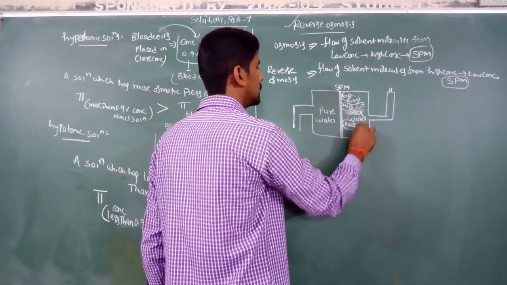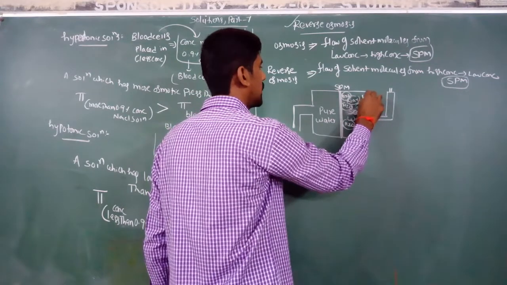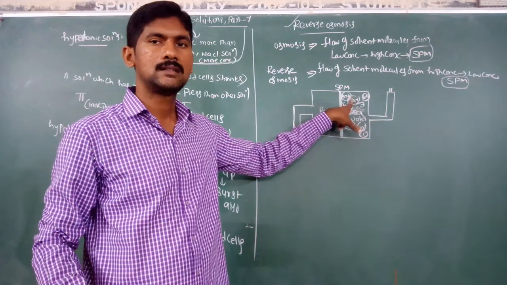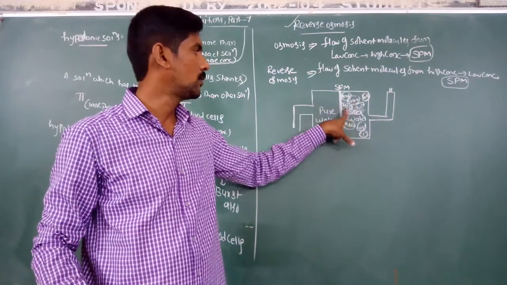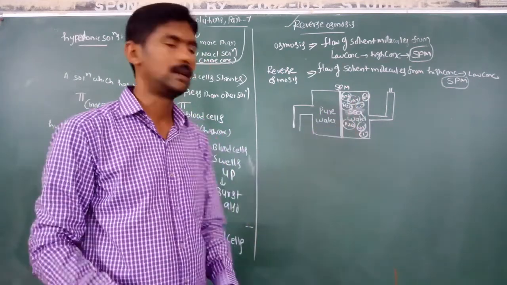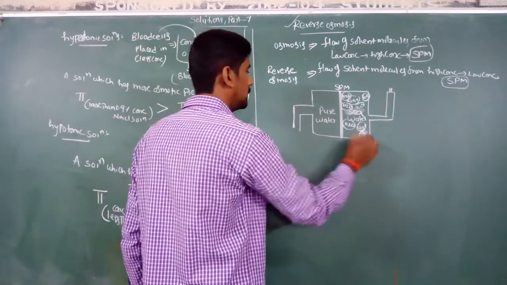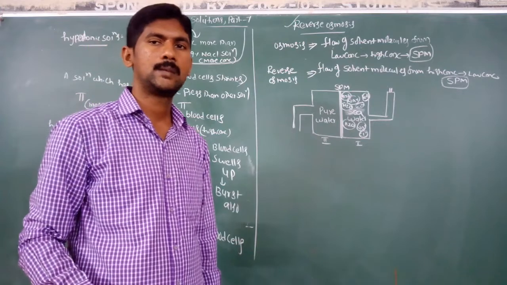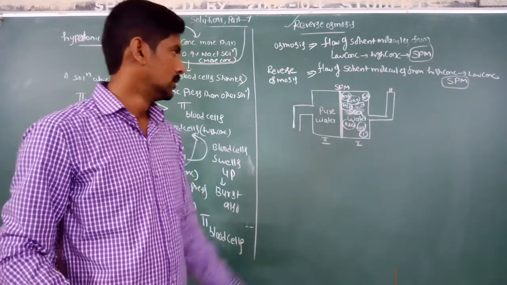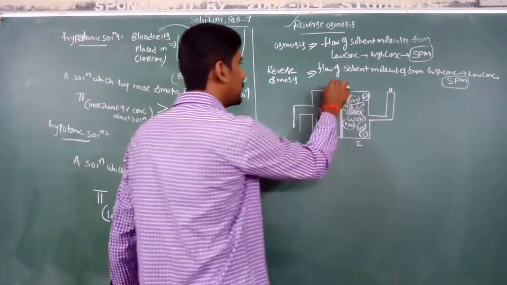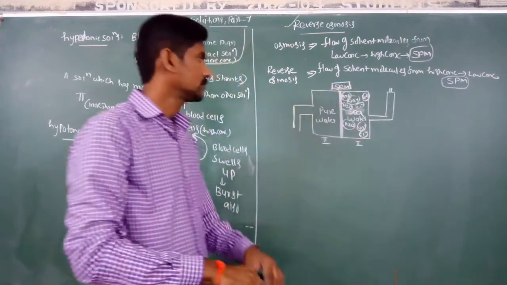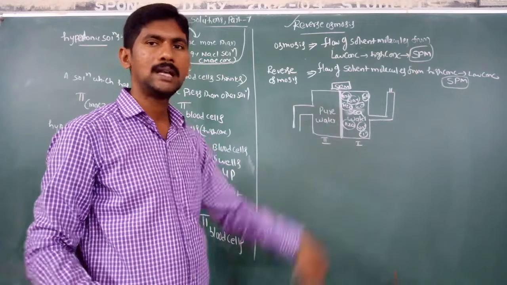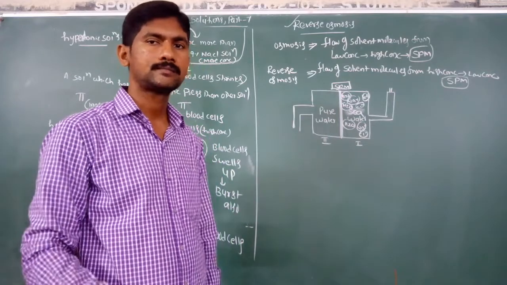Na plus ions, Cl minus ions, K plus ions, and other impurities. Seawater contains Na plus ions, Cl minus ions, water molecules, K plus ions, and other impurities. This is the first compartment. The second compartment is pure water. Both compartments are separated by a semi-permeable membrane.